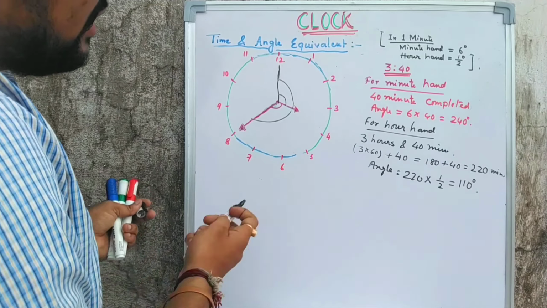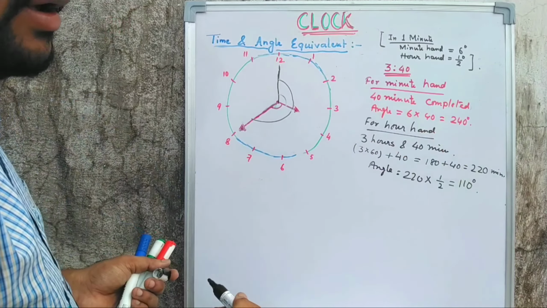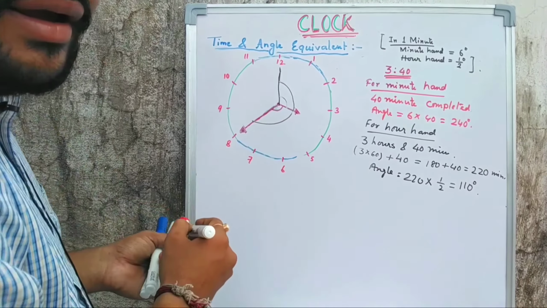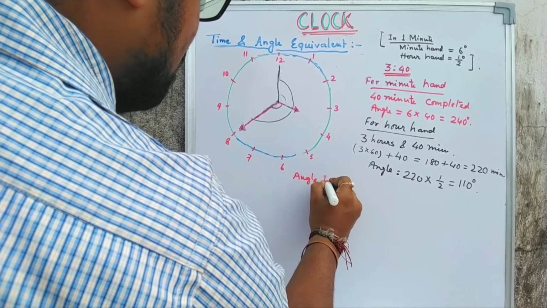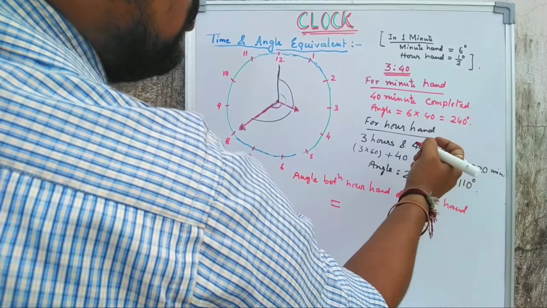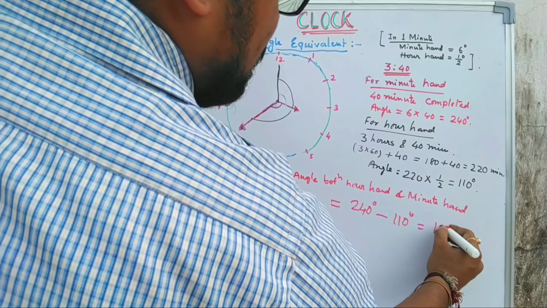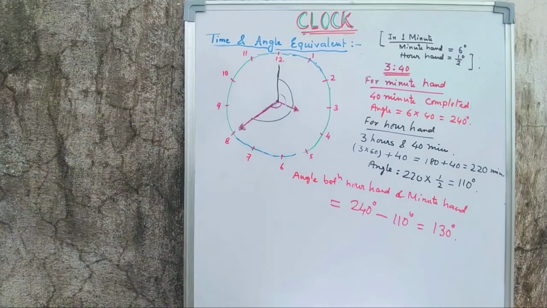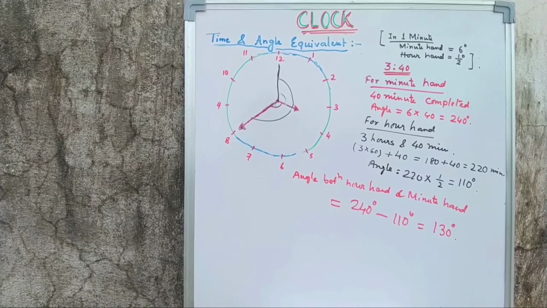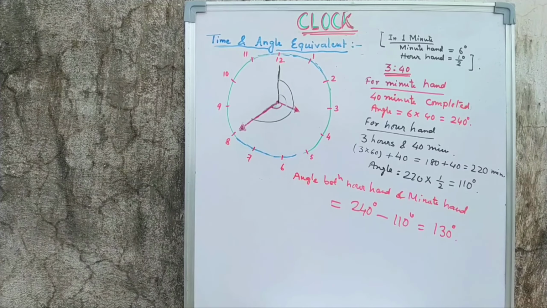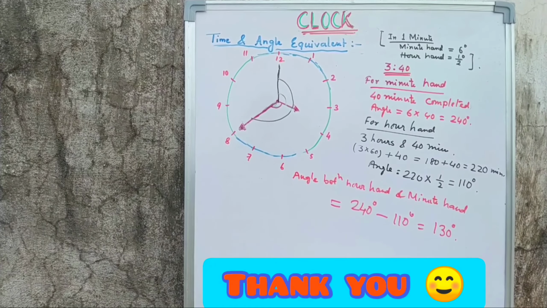So this small angle is 110 degrees and this large angle is 240 degrees. What is this angle, the red color? It is nothing but the subtraction of these two angles. The angle between the hour hand and minute hand: the larger one is 240 minus the smaller one, 110 degrees, gives 130 degrees. This is how you have to solve. Very easy, just follow the process and you will be able to calculate any angle between the two hands at any arbitrary time.